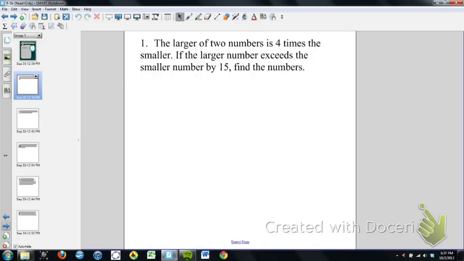So if the larger of two numbers is 4 times the smaller, and if the larger number exceeds the smaller number by 15, you must find the numbers. And what's implied here is that you have to do it algebraically, because it's an algebra class.